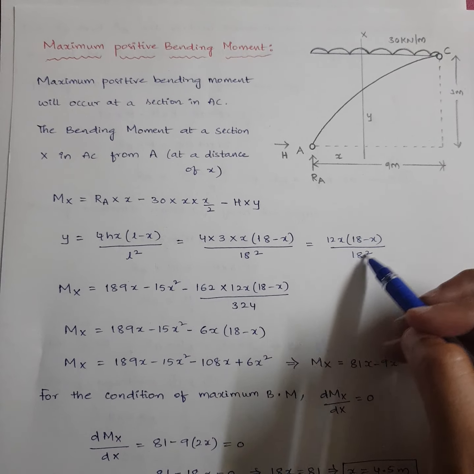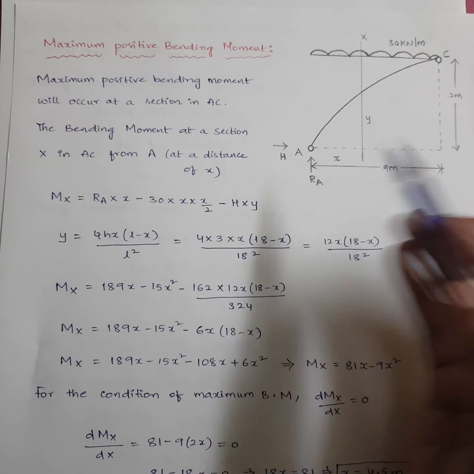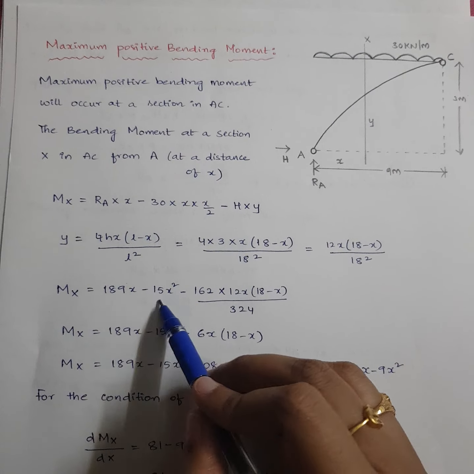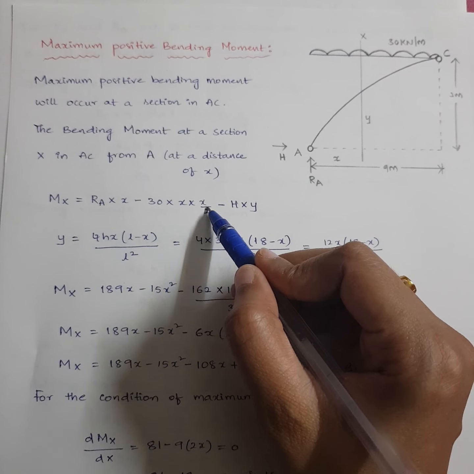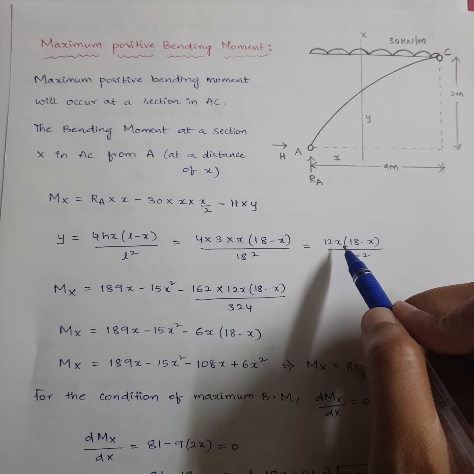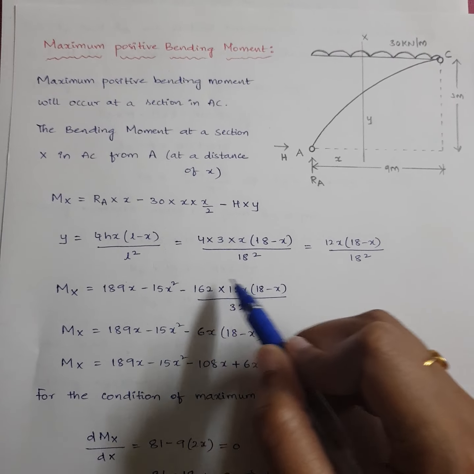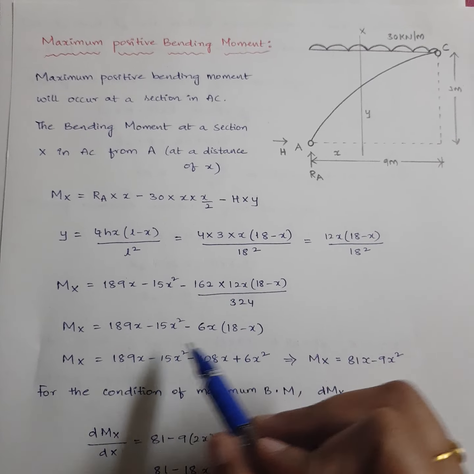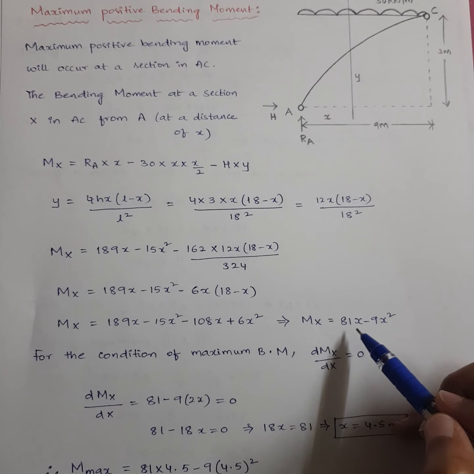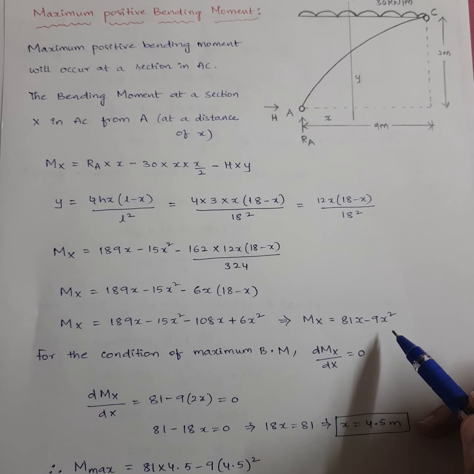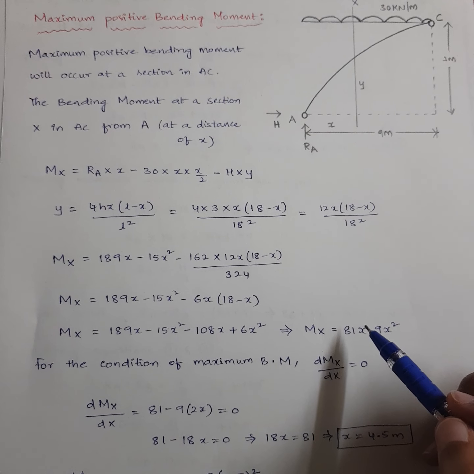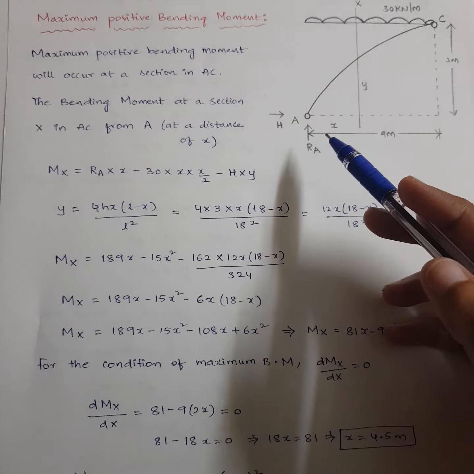Now substitute this equation in our Mx. So Mx is RA, what is the RA value? 189 into x minus 15x square, and if you multiply this complete term, it becomes this much. If I start simplifying, I will end up with Mx as 81x minus 9x square. After getting Mx, I am trying to apply the maximum bending moment condition because I need the value of x.